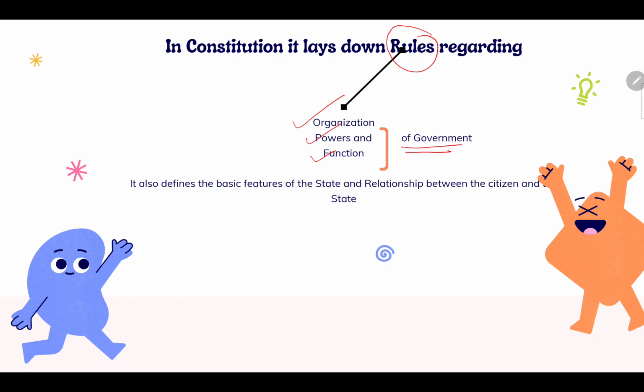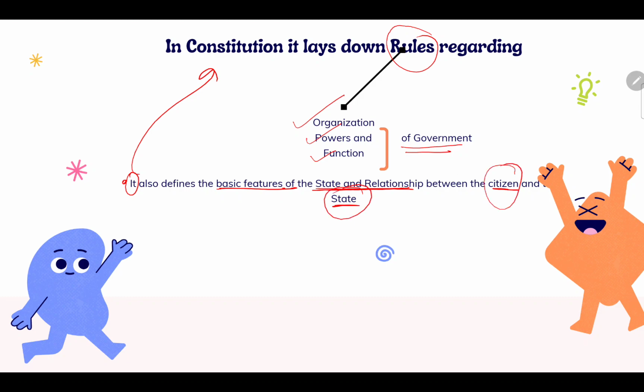Now moving to the next point, the constitution also defines the basic features of the state and the relationship between citizen and state. So what does it imply? It gives the state its relationship between citizen and state.